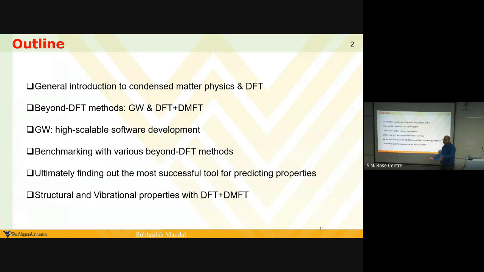So I'll give you a very general introduction. I know many of you know about electronic structure and why it's important and how it was done historically. Then I'll jump into two very popular methods. One is called GW, and the other is called DFT plus DMFT. And I'll just make a quick route to my work at Yale about highly scalable software development in GW. And then mostly I'll be talking about benchmarking these beyond DFT methods. And ultimately, can we find a method that is working? And can we even build databases based on those methods, etc.